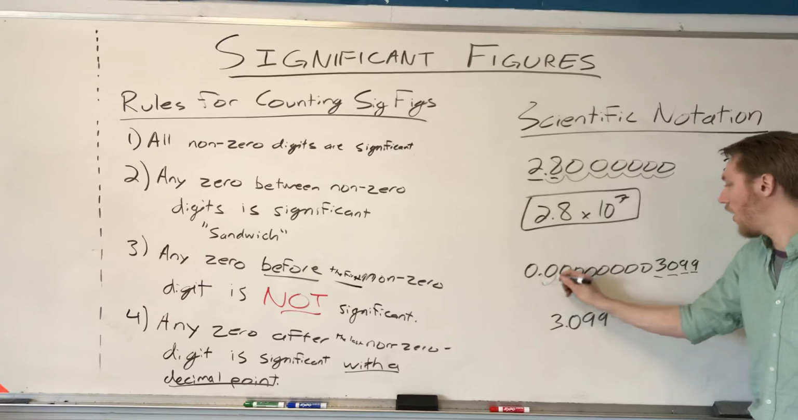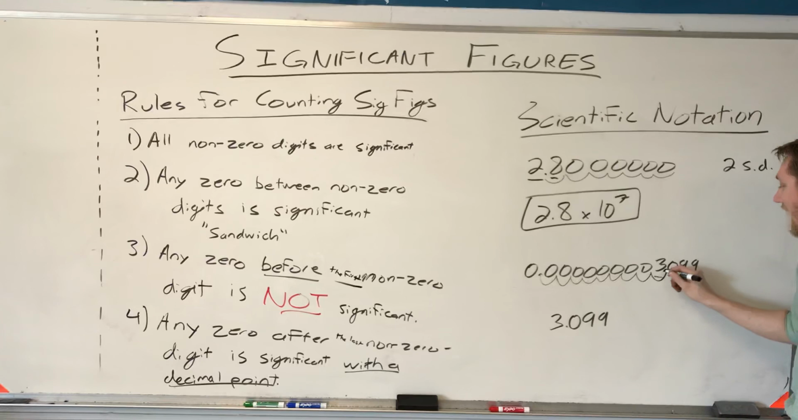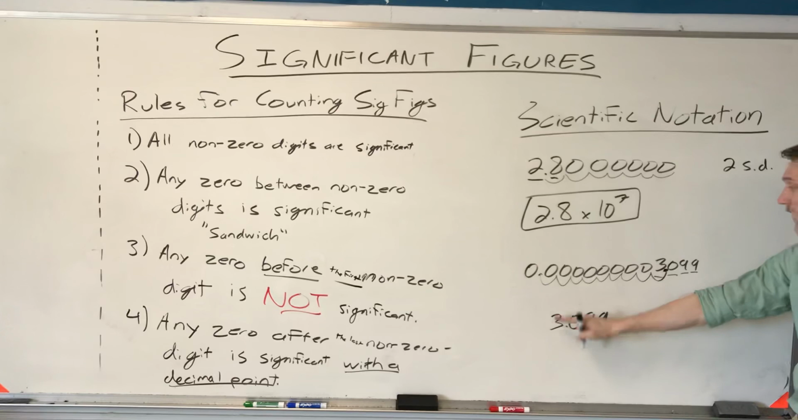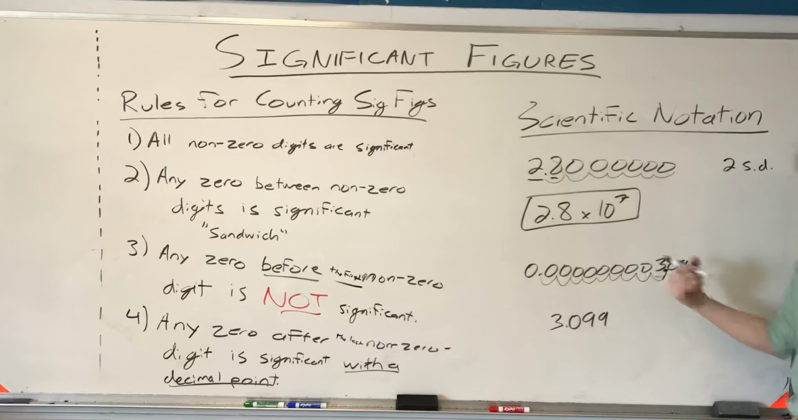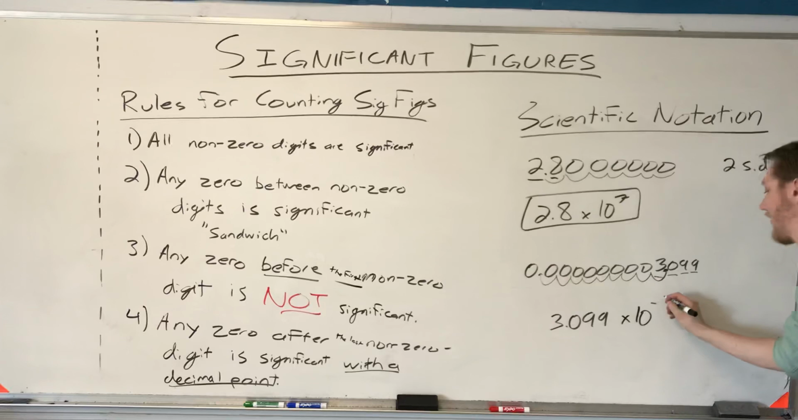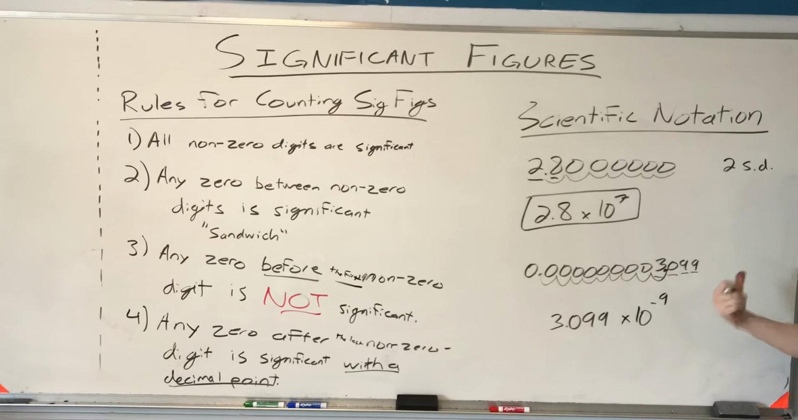So we moved it 1, 2, 3, 4, 5, 6, 7, 8, 9 to get right there between the 3 and that first significant zero. So I moved it 9 times, but I moved it to make my number small, to show that this is a small number. So we're going to multiply by 10 to the negative 9, because I moved my decimal 9 places to the right. When you move to the right, it's a negative. When you move to the left, it's a positive, just like both of these. And both of those are showing the correct number of significant digits.